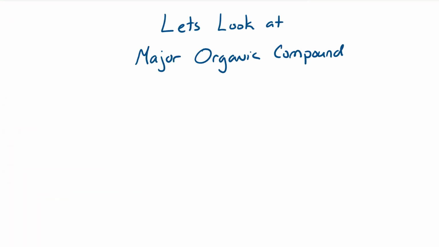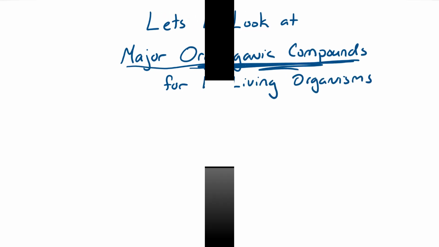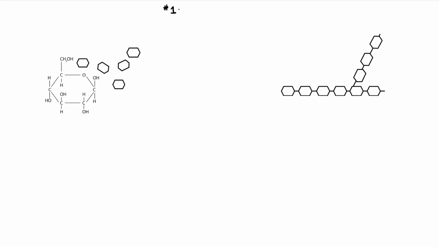Let's take a look now at 4 major organic compounds for living organisms. Our first one, carbohydrates. Probably the most delicious one, maybe in competition with fats. These carbs contain carbon, hydrogen, and oxygen, those 3 elements. And you find carbs in pasta, potatoes, rice, bread, and candy?